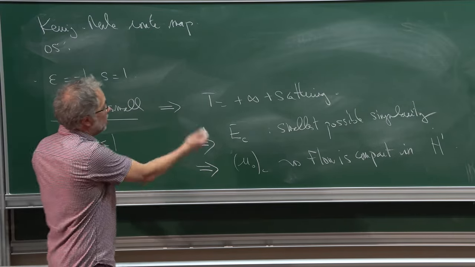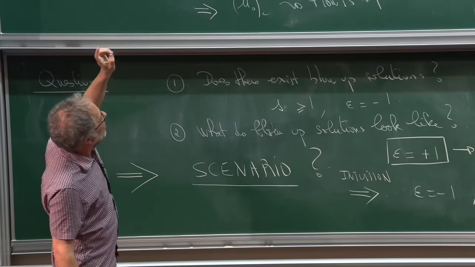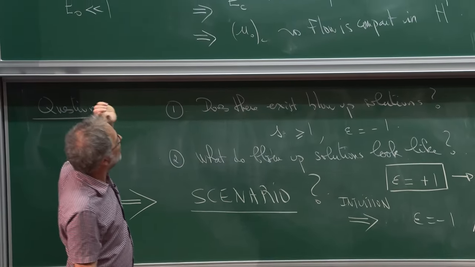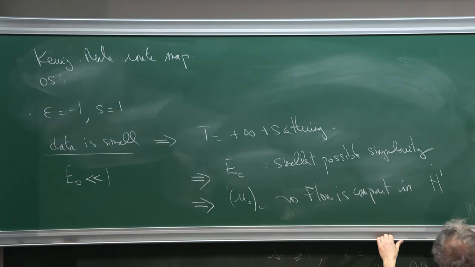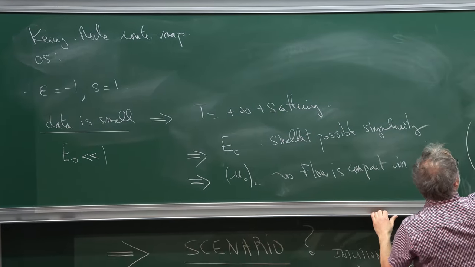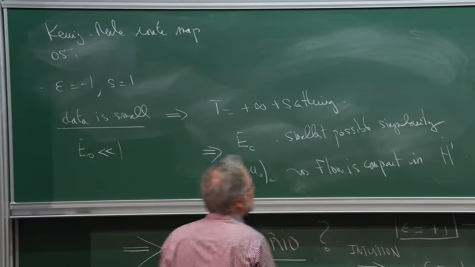And typically, the heart of the proof of the Kenig-Merle road map is to tell you that if there is a singularity, there is a minimal singularity, then there are special solutions whose flow is compact in H1. So typical candidates are solitons, or typical candidates are exactly things like this, a star.